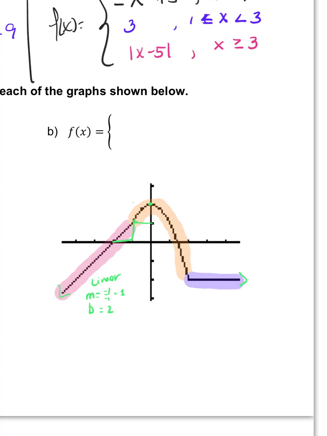So we write that in y-intercept form, so we have x plus 2, and it's restricted, starting at this -1, and it's less than or equal to. There's no holes in this at all, so it's going to be x is less than or equal to -1. Number 2 is a quadratic.